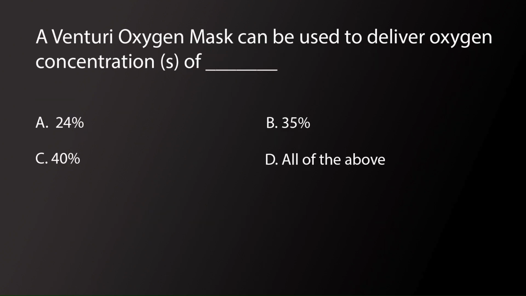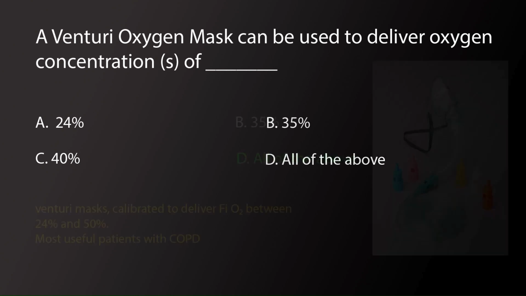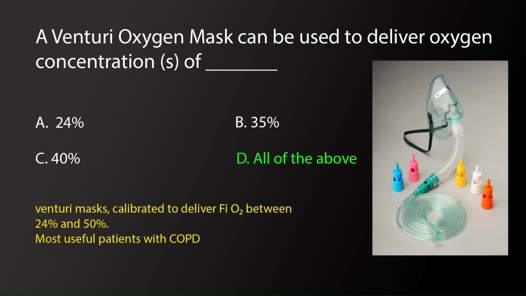Next question. A Venturi oxygen mask can be used to deliver oxygen concentration of option A, 24%, option B, 35%, option C, 40%, option D, all of the above. The correct answer is option D, all of the above. Venturi masks are calibrated to deliver fraction of inspired oxygen between 24% and 50%. Most useful for patients with COPD.